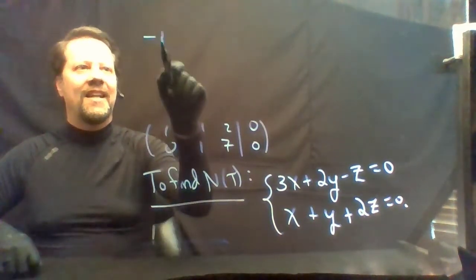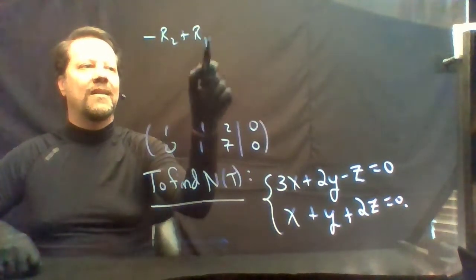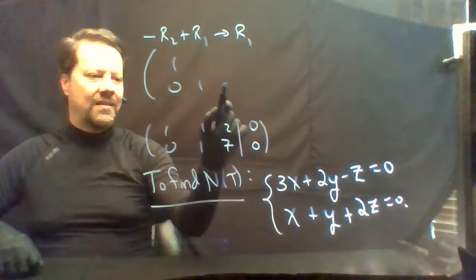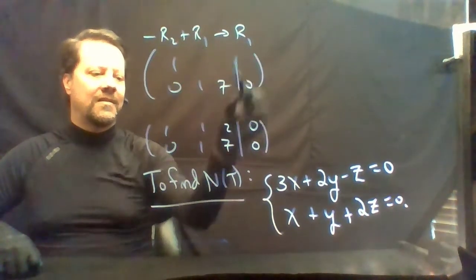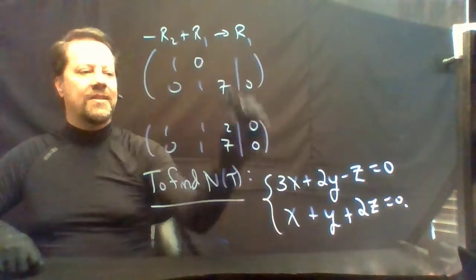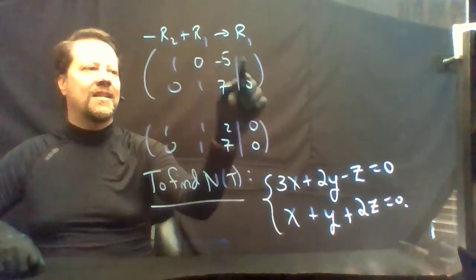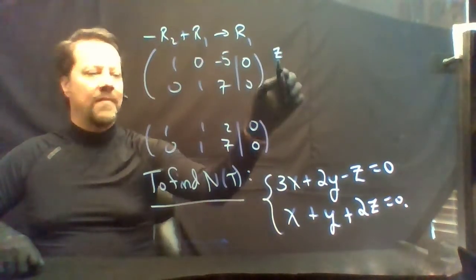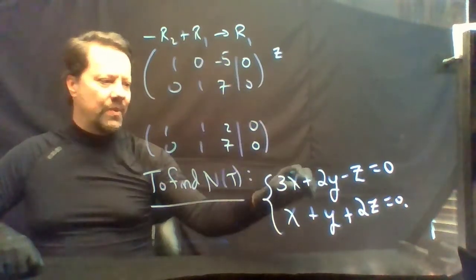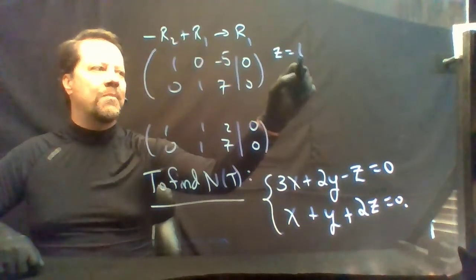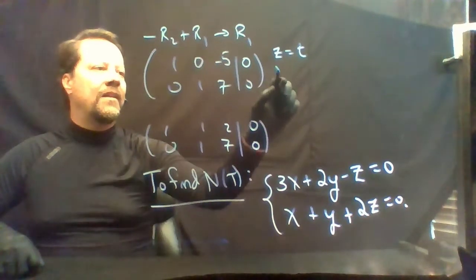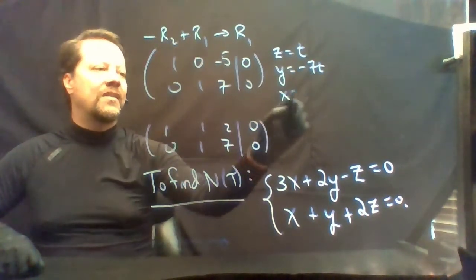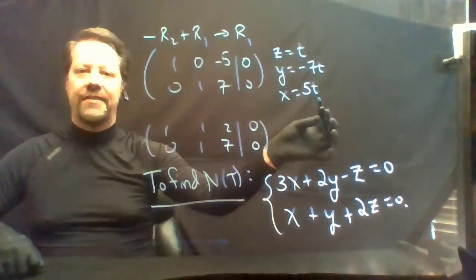We'll take negative row 2 plus row 1 yields a new row 1. Negative 1 times this plus this, negative 1 times this plus this, and there we have it. We'll assume that the variables were x, y, and z. Z is going to be some parameter t, then y will be negative 7t, and x will be 5t.